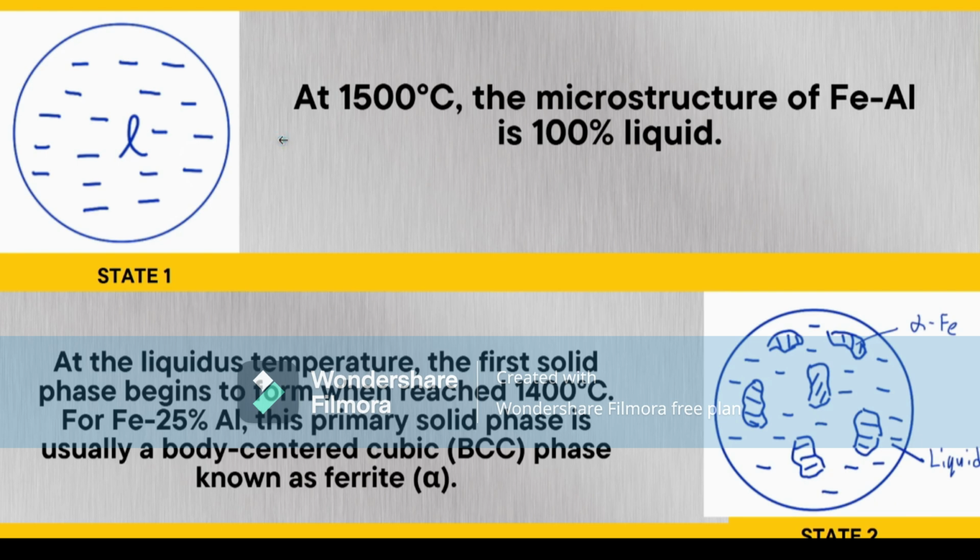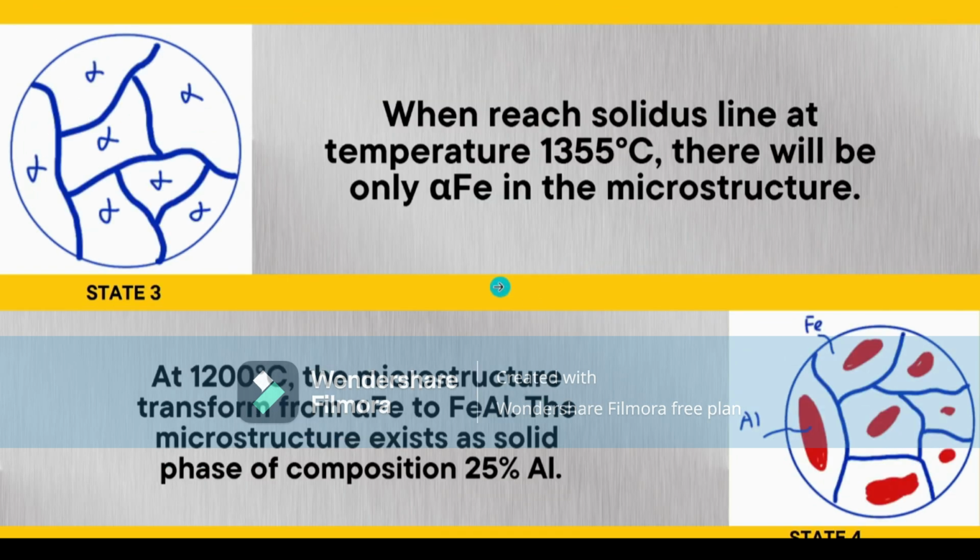Then we continue to cool down until it reaches the liquidus temperature of 1400 degrees Celsius. The first solid phase begins to form. For the 25% aluminum, the primary solid phase is usually a body-centered cubic phase known as ferrite. Then it comes to stage 3, when the temperature reaches 1355 degrees Celsius. The liquid will totally transform into alpha ferrite. Then the microstructure will only contain the alpha ferrite.